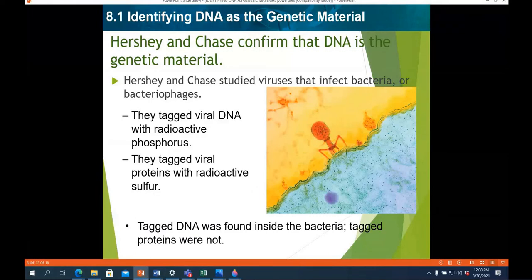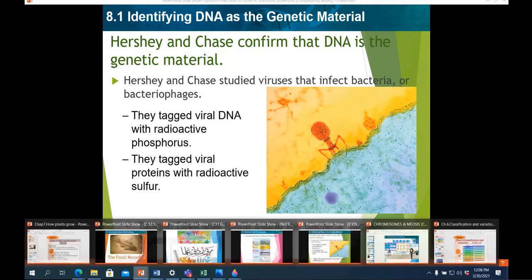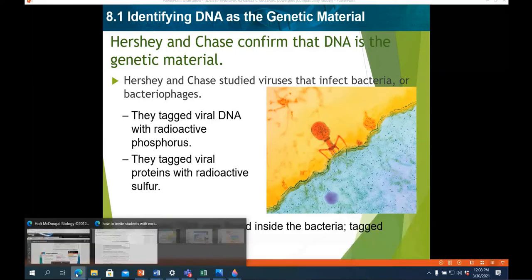Okay, let me conclude. Hershey and Chase studied viruses that infect bacteria, as seen in the picture, called bacteriophages. They tagged the viral DNA with radioactive phosphorus and the protein with radioactive sulfur. Tagged DNA was found inside the bacteria, which proved that it contained the DNA. All right, ladies, let's also answer one last question from this topic.